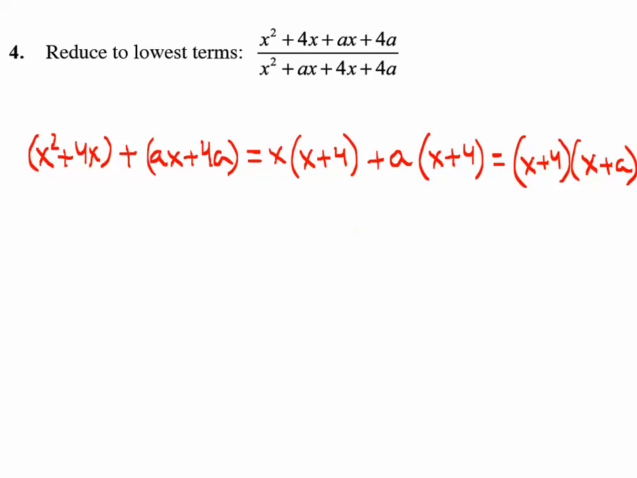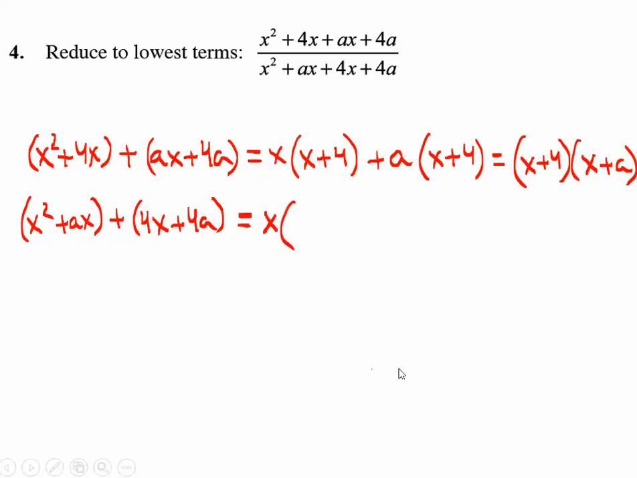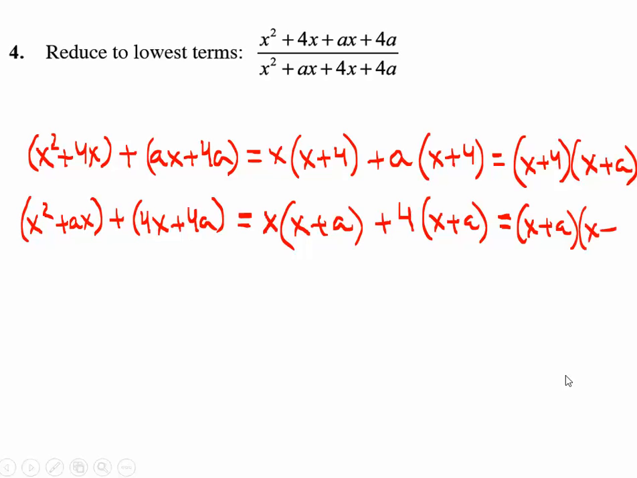Alright, let me try the denominator here. So two sets of parentheses, hopefully put x squared plus ax into the first one, 4x plus 4a into the second one. And just checking your work here, the x factors out, x plus a is the leftover. 4 factors out, x plus a again is the leftover, so therefore x plus a times x plus 4.